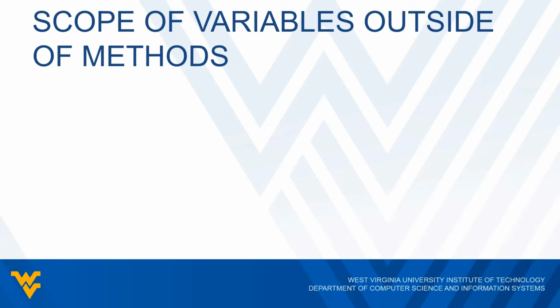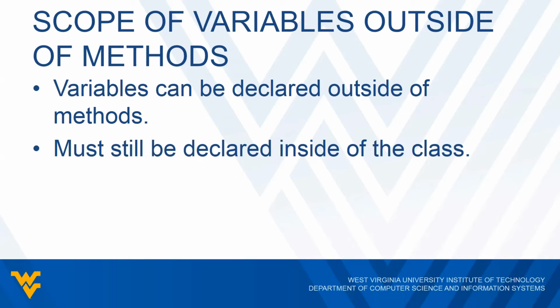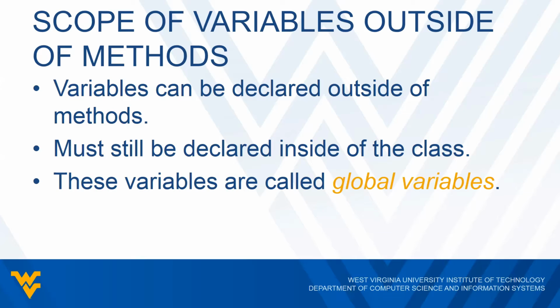Now, what about the variables that are declared outside of methods? So yes, we can allow variables to be declared outside of all the methods. However, they still have to be declared inside of a class. Everything is inside of a class. You're not allowed to declare stuff outside of a class. That's just part of the rules of object-oriented programming. Now, these variables also have a particular name. These are what we call global variables. So any variable that is declared outside of all the methods is what's called a global variable.